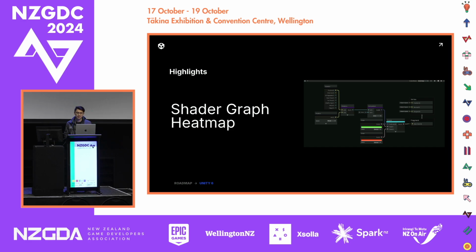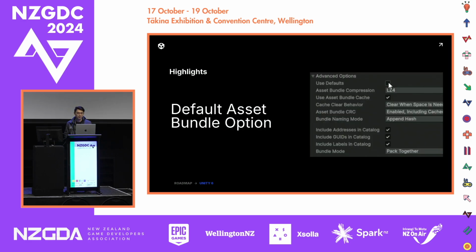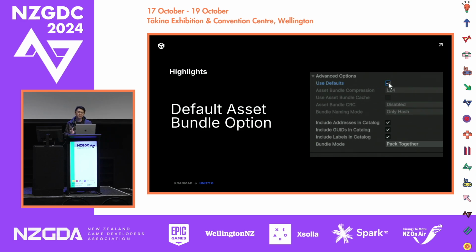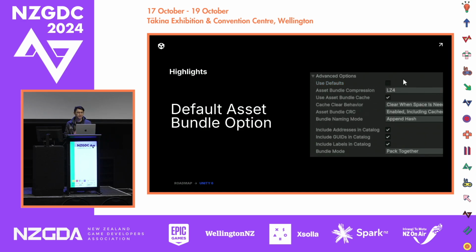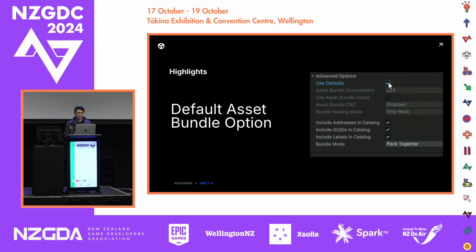Shader Graph also now has color heat maps to tell you which nodes are expensive to use. And a lot of more minor highlights here and there. I super recommend checking out the release notes for all the minor additions.